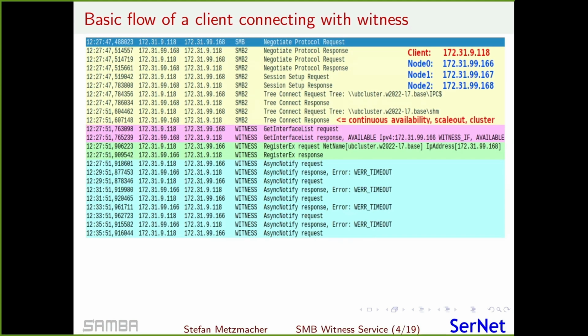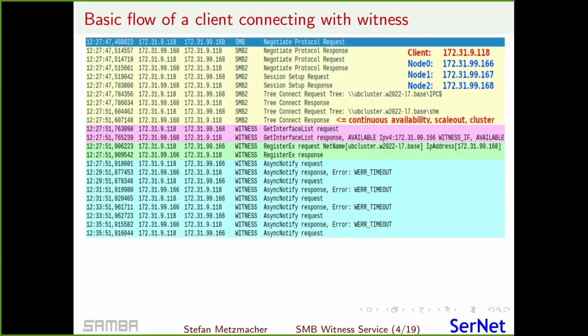So basically, it creates a connection to the same IP address, which is the one with the 168 at the end, and asks that node about all IP addresses of all other nodes. And there's a flag, the witness interface flag. We can see on the right side, this is a bit truncated, but we actually see the 166 there. And that means that's the first choice in order to connect to a different node in order to monitor the current node. So in the next step, we see the register call for the net name, which is the same we see in the tree connect. And the IP address is the one which is also used in the tree connect.